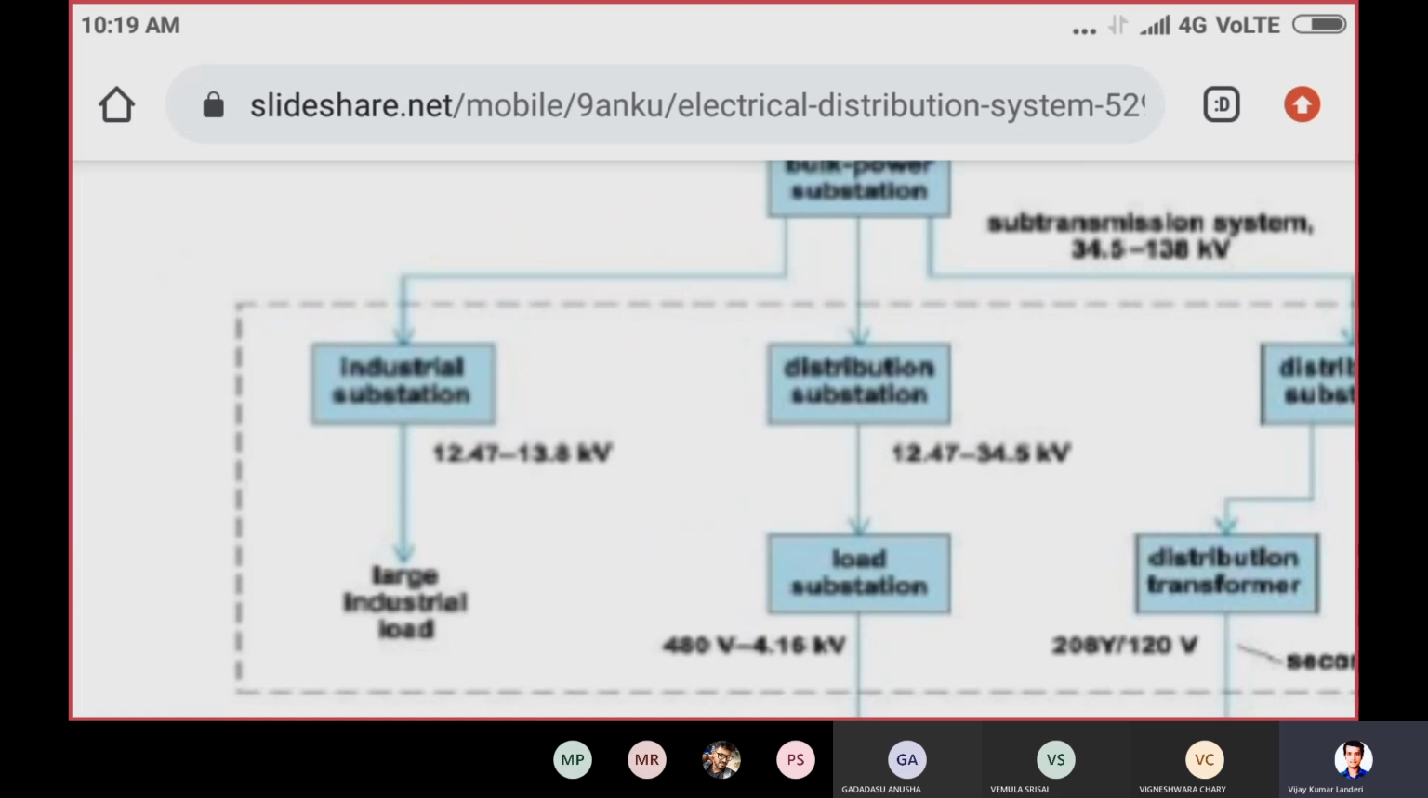So from the industrial substation, the voltages coming out are ranging from 12.47 to 13.8 kV, and this industrial substation is especially meant for meeting the large industrial loads. Whenever large industrial loads are there, those industries require a very high amount of voltage. So that's why they have their own substations, and we call those substations industrial substations.